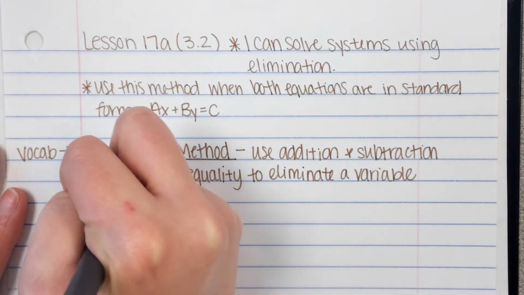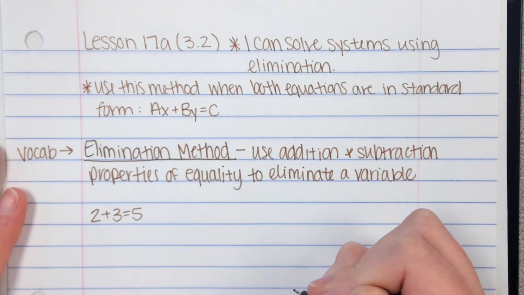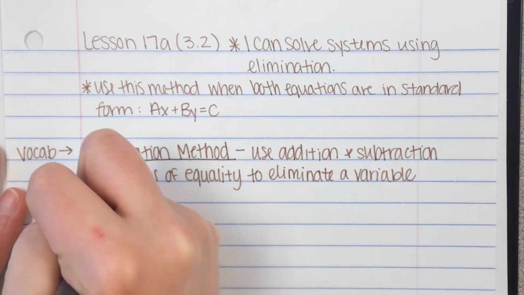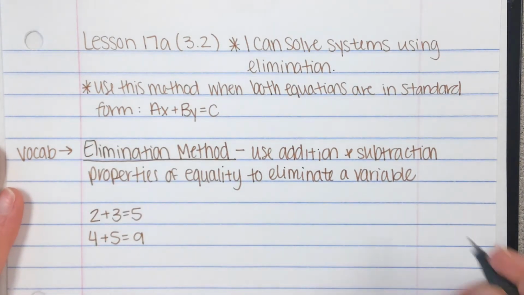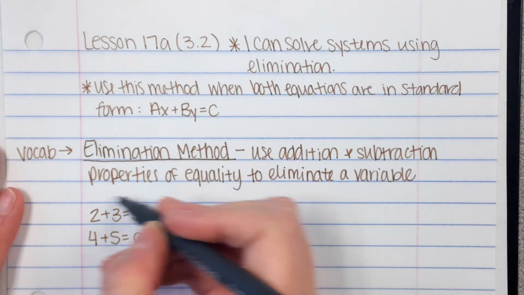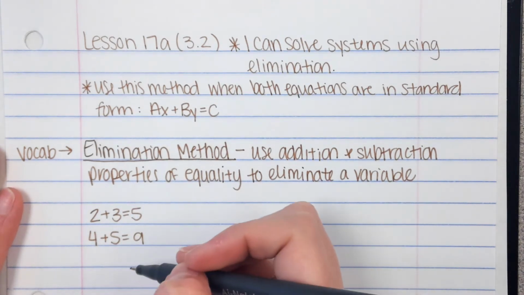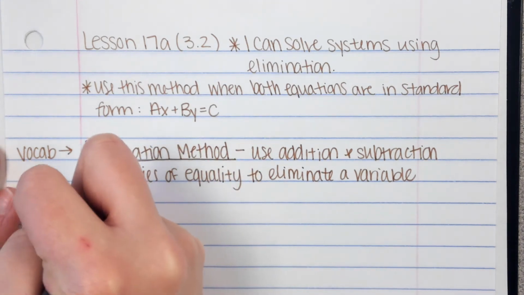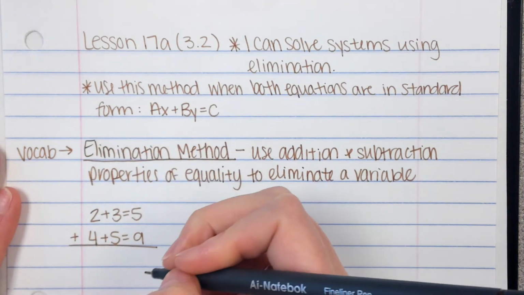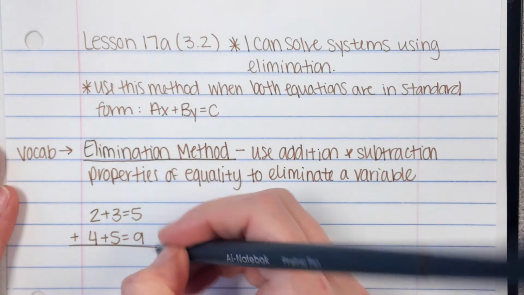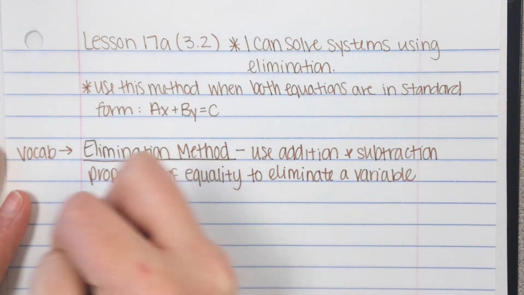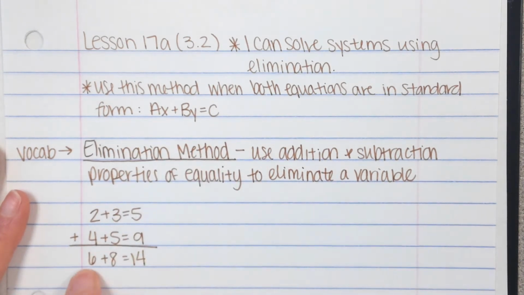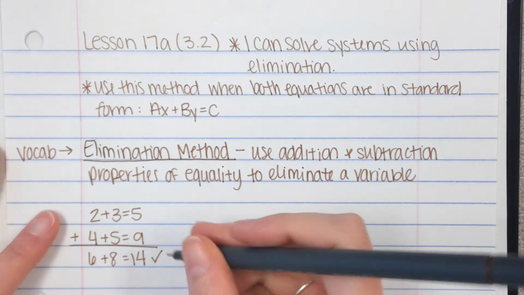So if I give you 2 plus 3 equals 5, is that a true statement? Yes. What about 4 plus 5 equals 9? Is that a true statement? Yes. So the addition property of equality says that if we add two true statements, then our resulting statement should also be true. So I'm going to add these, and we're going to throw it back to when you used to do your addition top to bottom vertically. Okay, 2 plus 4 is 6, 3 plus 5 is 8, 5 plus 9 is 14. So is 6 plus 8 equals 14 a true statement? Yes. Okay, so that checks out.